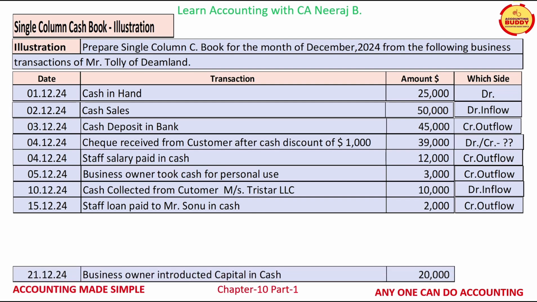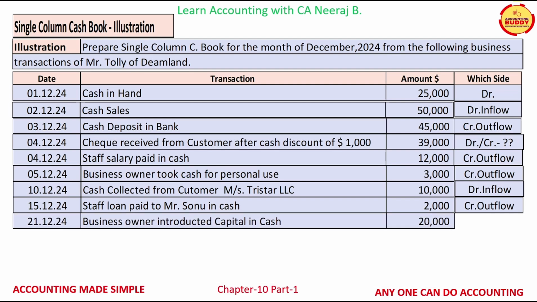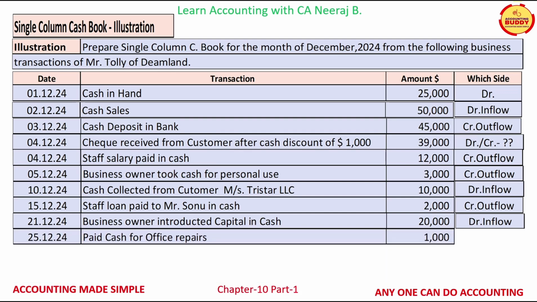On 21st December, business owner introduced $20,000 as capital. This transaction will be recorded on the left hand debit side of the cash book as it is an inflow of cash. On 25th December, business paid $1,000 for office repairs in cash. This transaction will be recorded on the right hand credit side of the cash book as it is an outflow of cash.